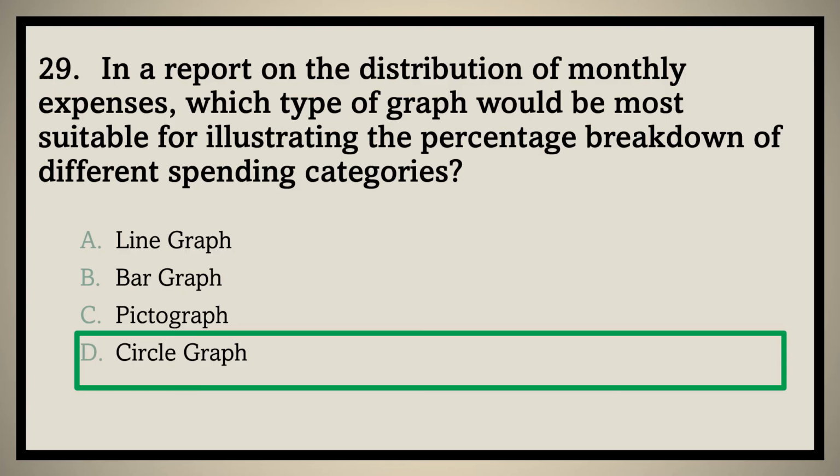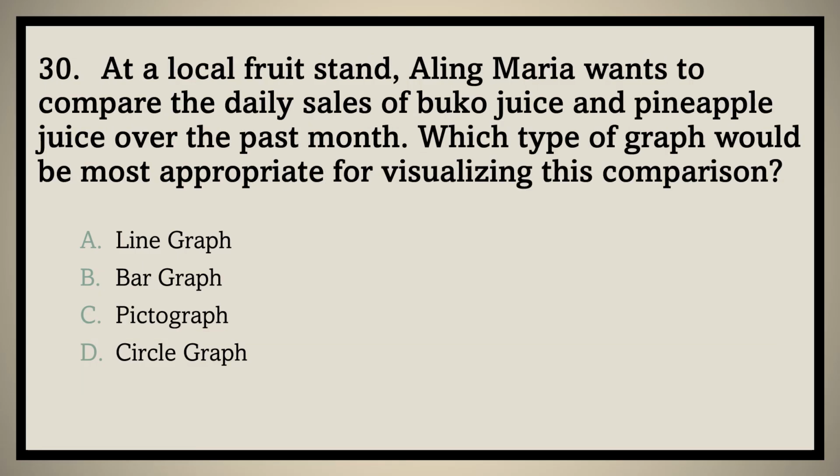Each category of spending can be represented as a slice of the pie, with the size of each slice corresponding to the proportion or percentage of the total expenses it represents. This allows viewers to easily grasp the relative contributions of each spending category to the overall expenses. Therefore, in this situational context, a circle graph would effectively convey the percentage breakdown of different spending categories in the monthly expense report.